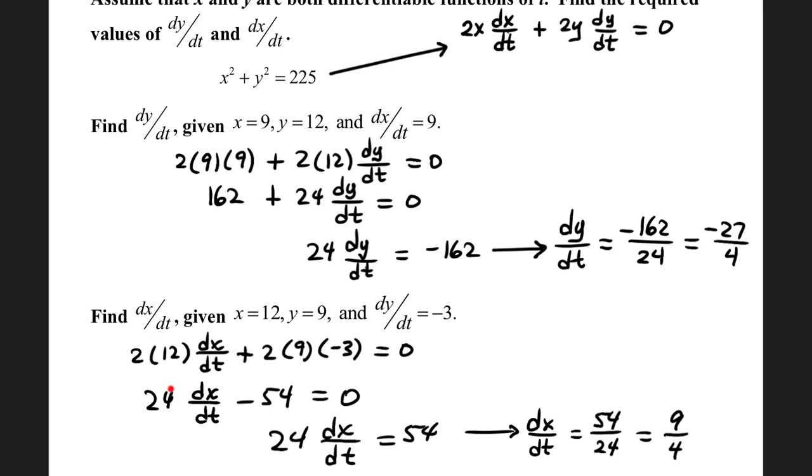2 times 12, that's 24, dx dt. The product of these three numbers is negative 54. Bring the 54 over, it'll go positive. Divide by 24. 54 over 24 reduces to 9/4.